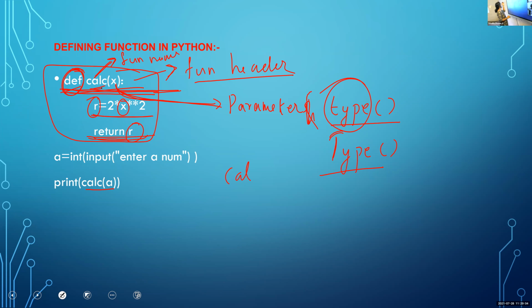User can use any function name here, any variable name also we can use here. Instead of x, I can use a. You can use y here. Anyone can use any variable name here depending upon the user. The same way, for calc also we can use any function name here, but it must be a valid function name.